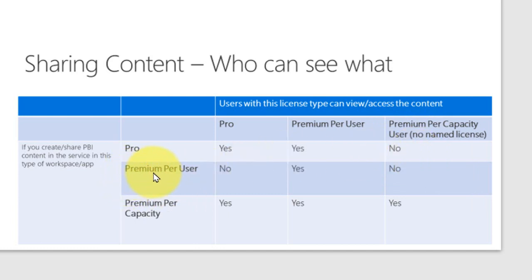Whereas if you create a report on Premium Per User, Pro license users can't see those reports, and even for the Premium Per User, they can see that. Whereas Premium capacity, they can't see that. If you create in Premium capacity, then all three can see those reports.